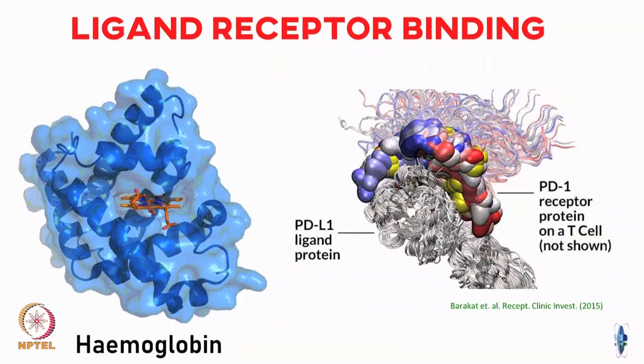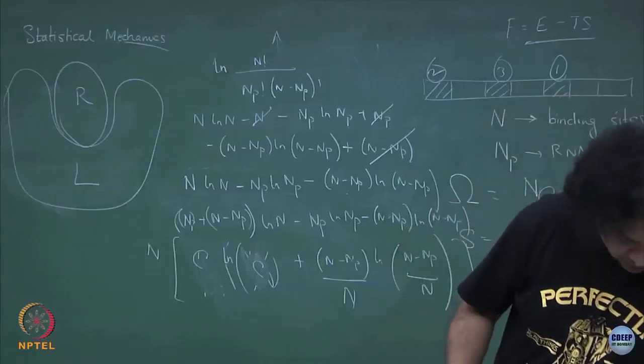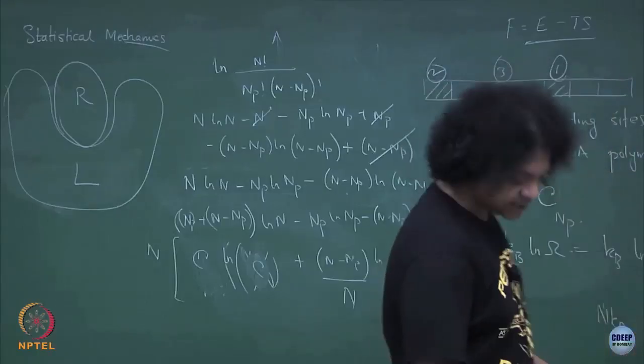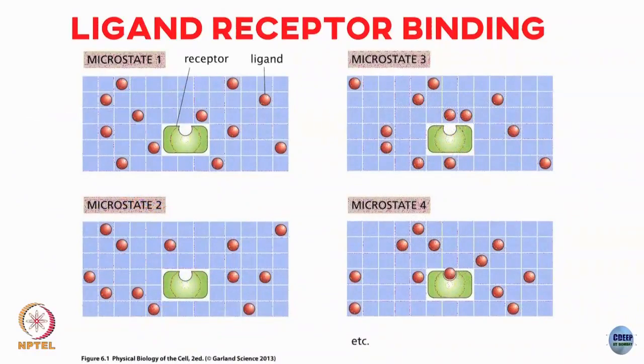So, I have some large protein, let us say like this, which is my ligand, and a smaller protein comes and sits on it, which is my receptor. Okay. And then depending on whether this protein is bound or not, you can perform different functions inside the cell. So, again, let us say what I want to ask is that, given a certain concentration of these ligands, what is the probability that a receptor is bound to a ligand?